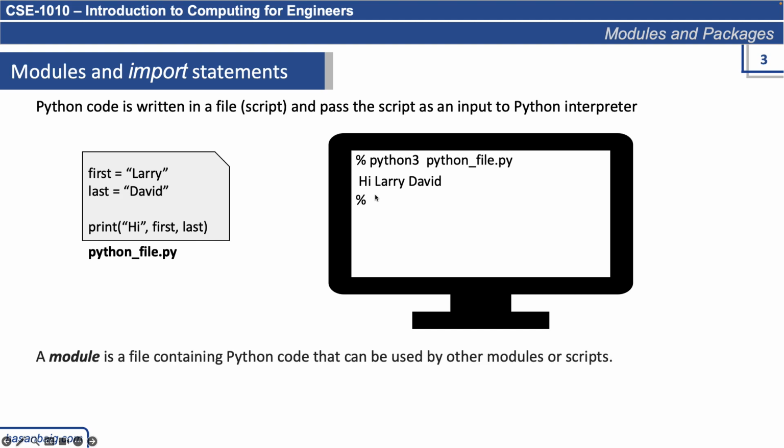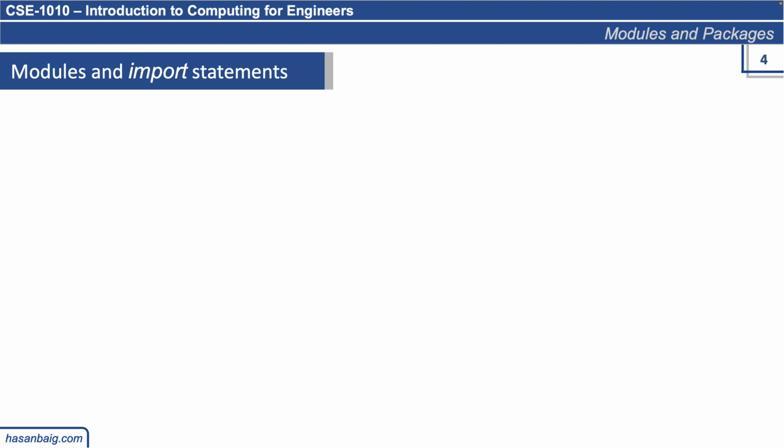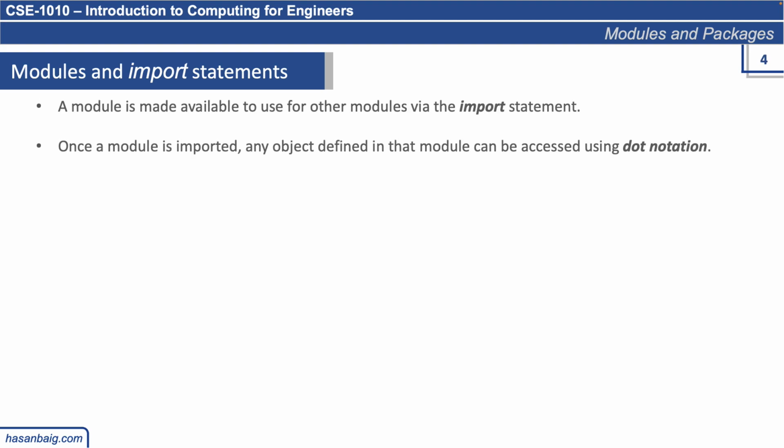So a module is a file containing Python code that can be used by other modules or scripts. So this is a module. You may consider this as a simple module. I can use this in another code. So this would be considered a module. A module is made available for use by other modules via the import statement.